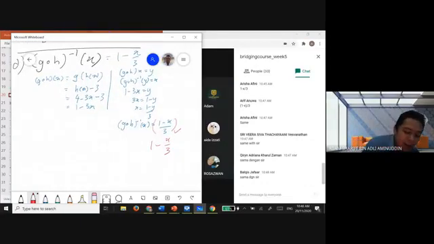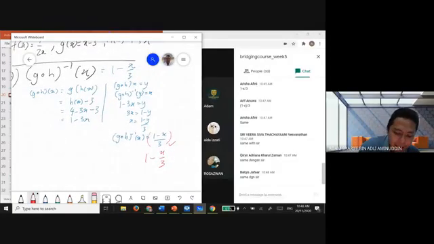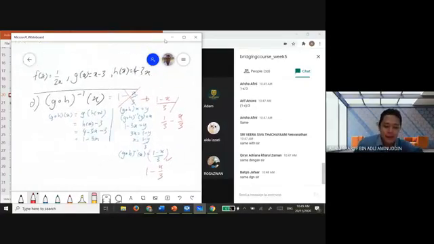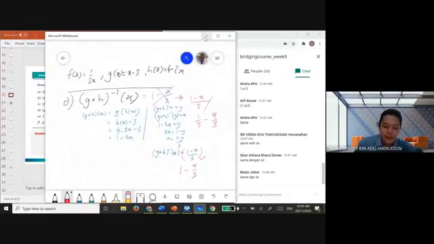So tulis balik elok. Sebenarnya bukan yang ini, kita tukar kepada 1 minus x per 3, atau 1 per 3 tolak x per 3. Sama lah kalau macam ni pun. Okay. Alright. I think that's all for the inverse. Let me check.